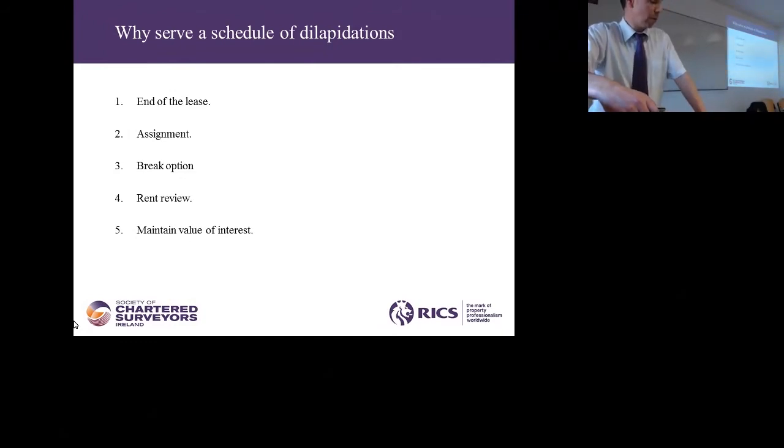The big area would be the whole area of break options. There's a very important lease, if the tenant has an option to break the lease, that they hand it back in repair. Because simple things like a rent review, if the building's in poor condition, the landlord could lose out, so it's better to get the building repaired. So that might be an option or a reason to serve the schedule during the lease. And the reason is just to simply maintain the value of the interest. So the landlord is thinking of selling their asset on, the better condition the building is in, the better the value will be as such.